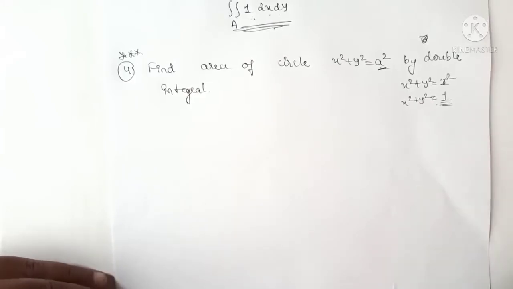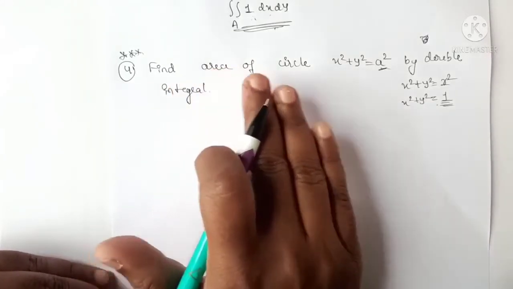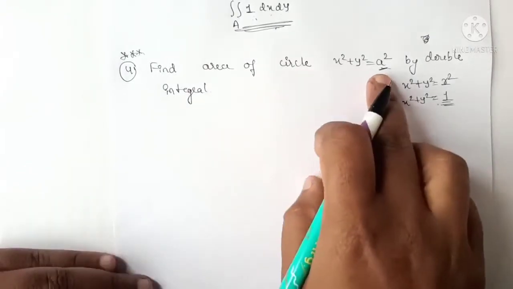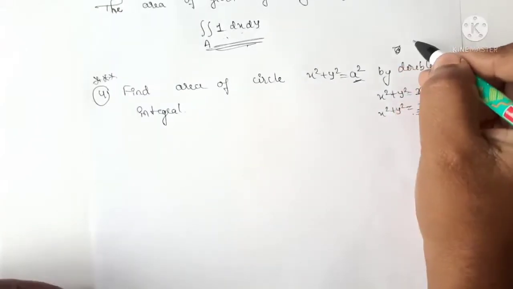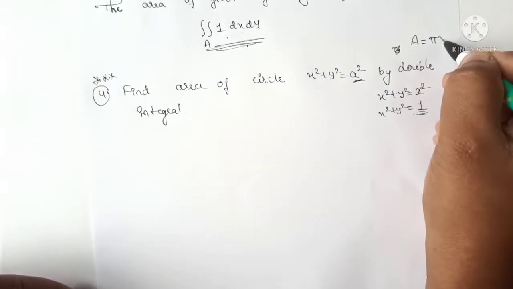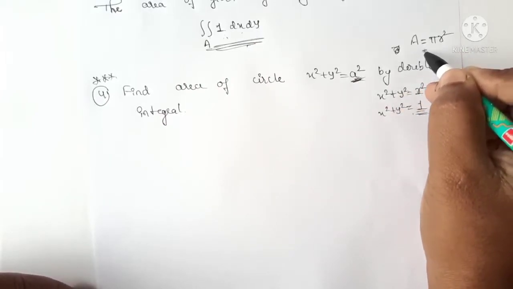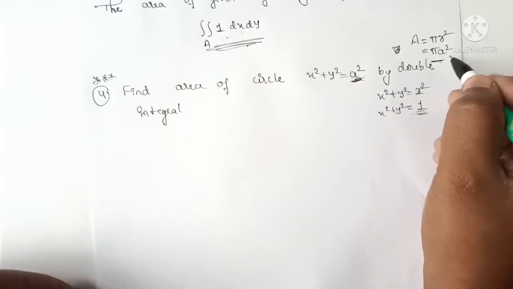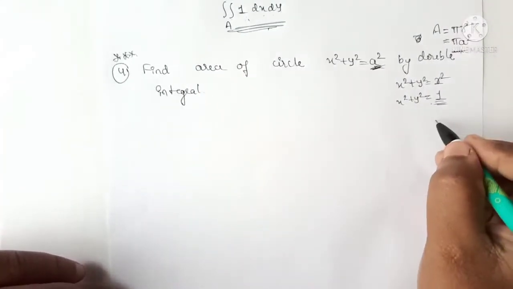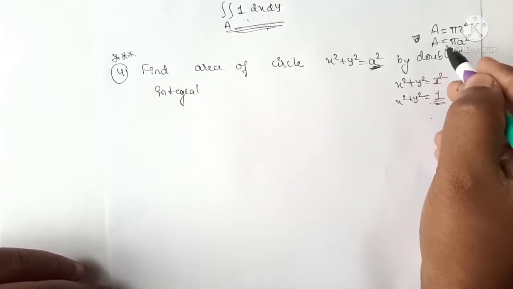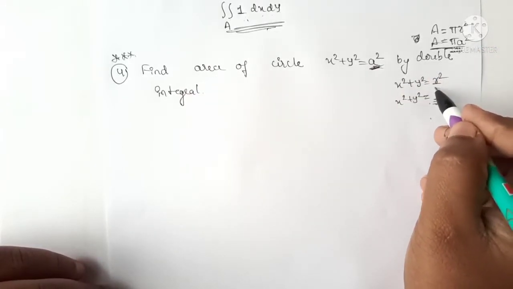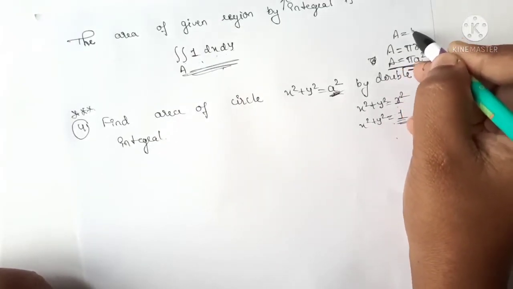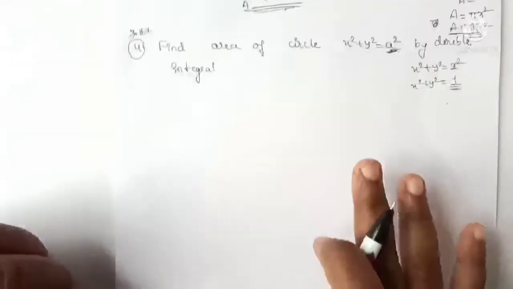Now see here, given that we find the area of the circle, it doesn't mention any first quadrant or second quadrant. We have to find the whole area of the circle. We know that the area of the circle is pi r square. Here r is a, therefore it becomes pi a square. That means we have to show that the area of the given circle is pi a square. If it is given by r, then it will be pi r square, or if it is given by 1, then it will be pi.